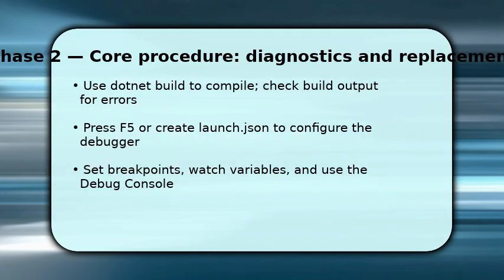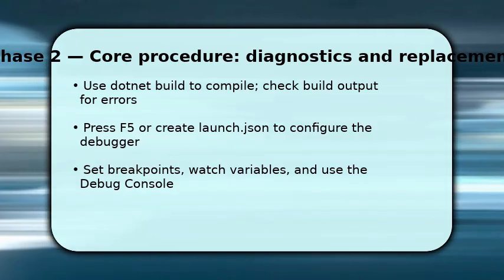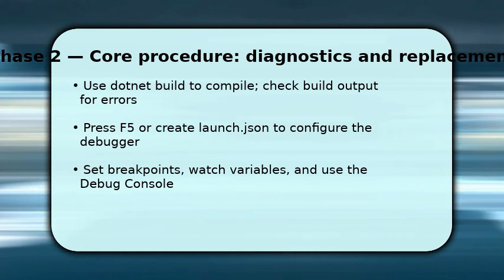If VS Code prompts, create a C# launch.json to define the .NET launch configuration. Set breakpoints in Program.cs, inspect variables in the debug pane, and step through with F10 and F11. This lets you see runtime values and why logic behaves the way it does.